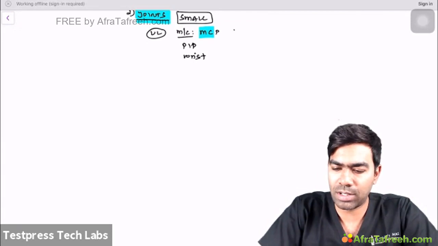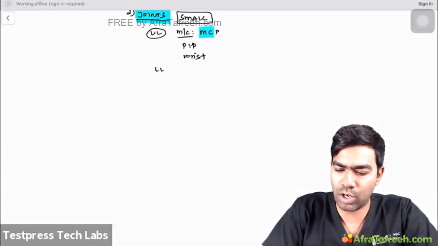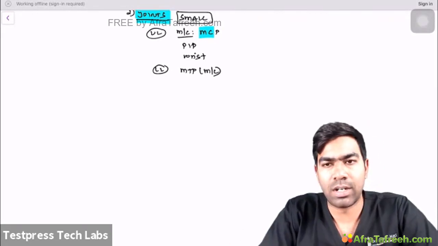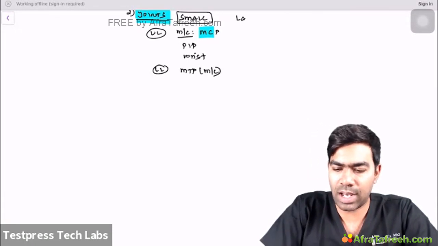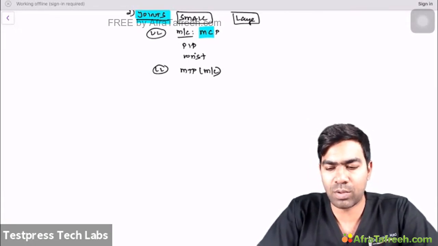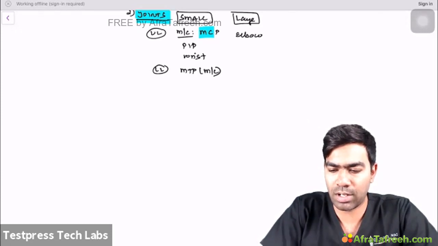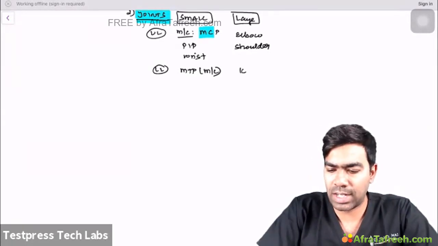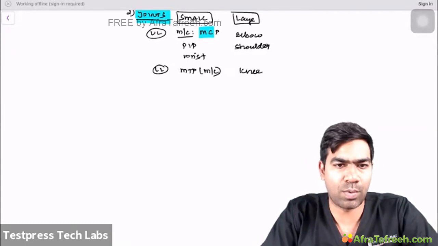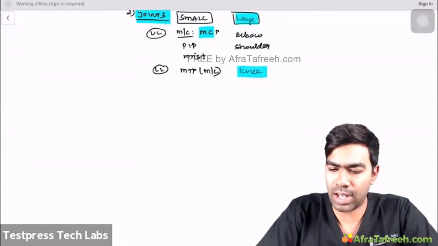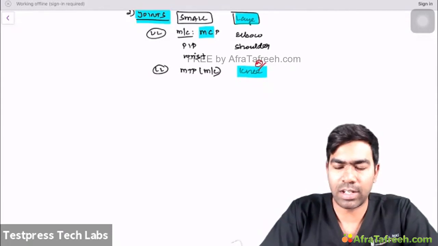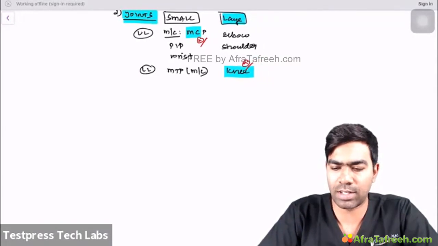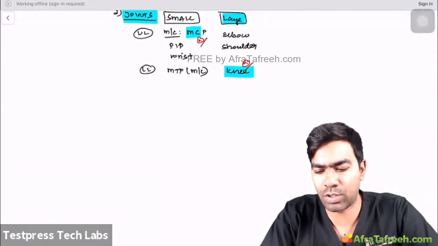As far as the lower limb is concerned, the most common small joint involved is the metatarsophalangeal joint. As far as the large joints are concerned, in the upper limb you can involve the elbow joint and the shoulder joint, not a problem. In the lower limb, the knee joint is the most common large joint involved. If somebody asks you the most common large joint involved in rheumatoid arthritis, it is the knee joint. The most common small joint, and the most common overall joint involved in rheumatoid arthritis, is the metacarpophalangeal joint. That's going to be the most important.